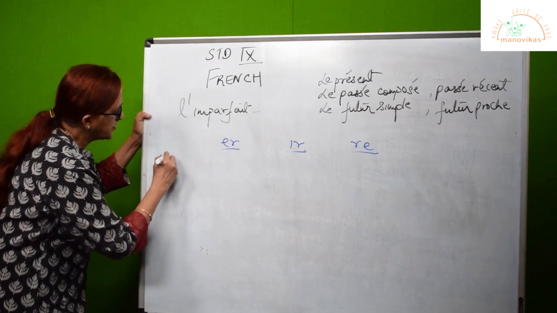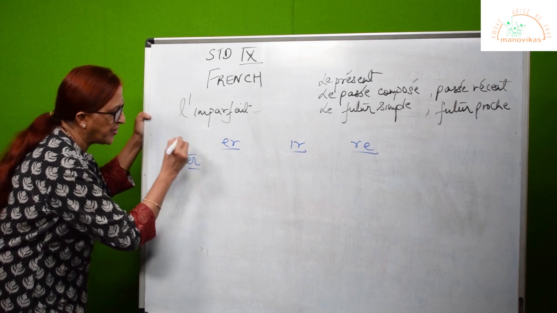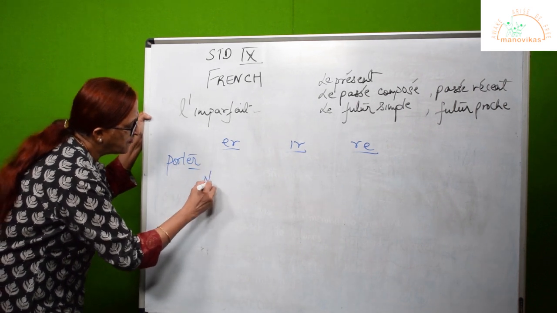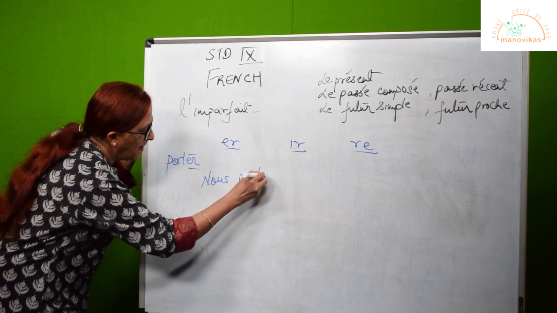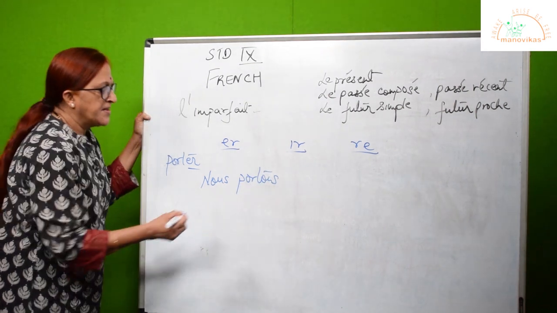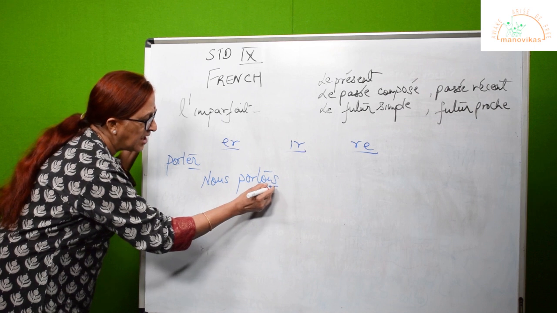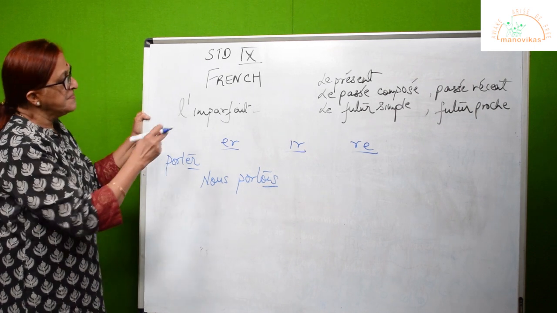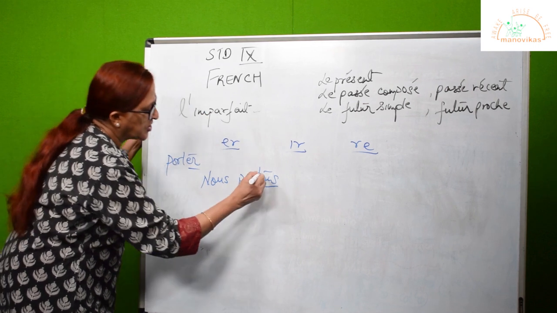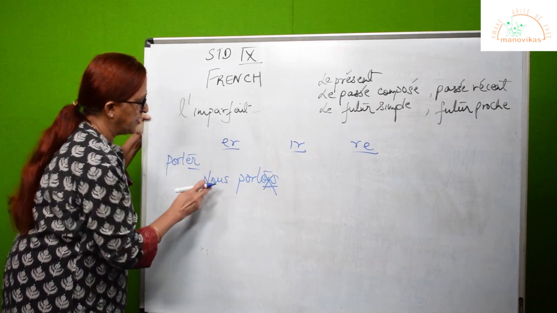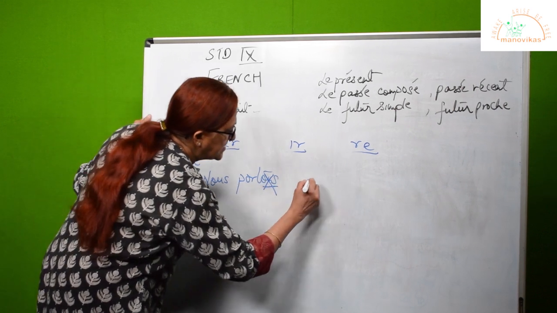For example, porter. Porter is to carry. It's an ER verb. What is the nous form of porter in present tense? It is nous portons. If you remember, you cut off the ER and you add this ending. Which ending? ONS. Now, when we want to form the imperfect of that verb, we cut off the ONS from here, from the nous form. And we add the endings like this.